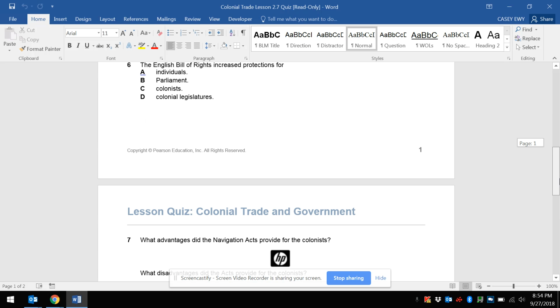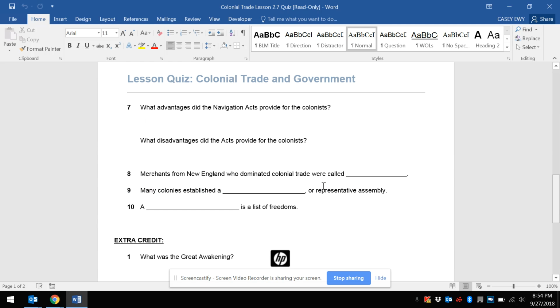Next page, number 7. What advantages did the Navigation Acts provide for the colonists? And just give one. Then what disadvantages did the Acts provide for the colonists? You need to give one.